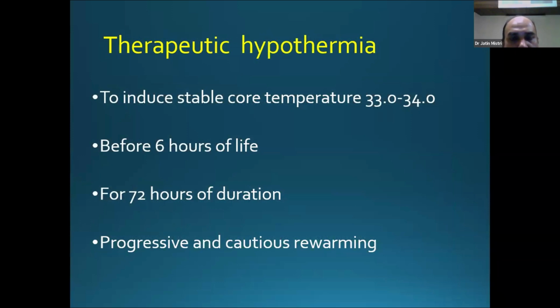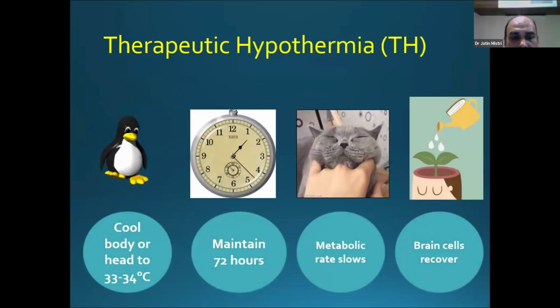How do we induce it? To induce it, you have to stabilize babies at moderate hypothermia. Moderate means you keep the body temperature stable between 33 to 34 degrees. It has to start before 6 hours. So you have a 6-hour therapeutic window when you can induce therapeutic hypothermia in the baby. You continue it for 72 hours, and then there is a cautious, gradual rewarming over the next 12 to 24 hours, and that is the completion of therapeutic hypothermia. So, body temperature 33 to 34 degrees, for 72 hours. It causes a metabolic slowdown, and eventually there will be recovery.